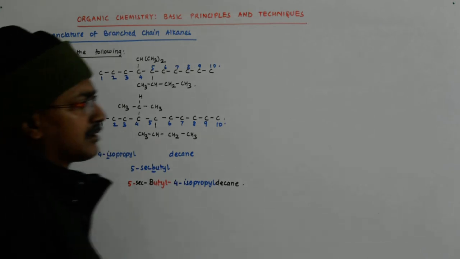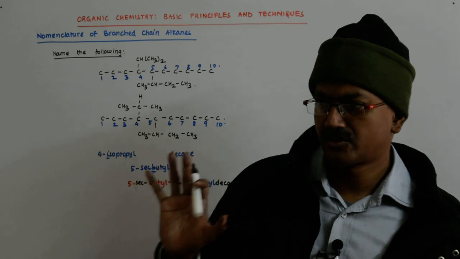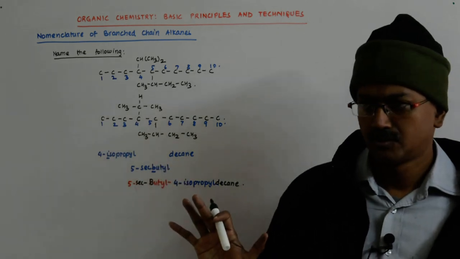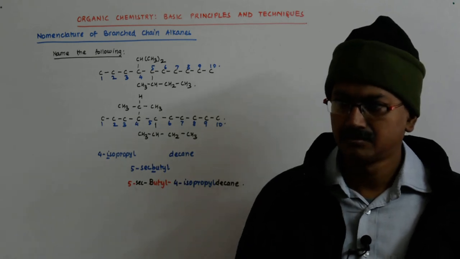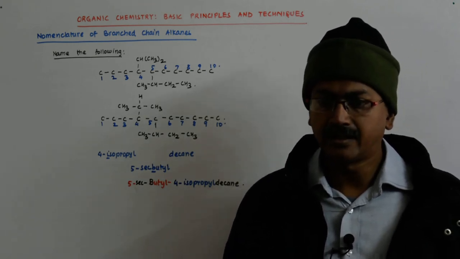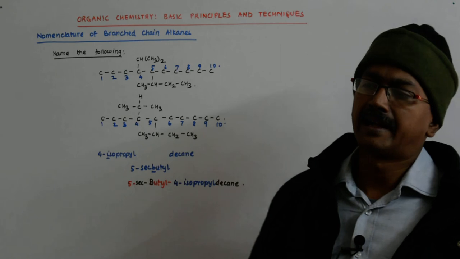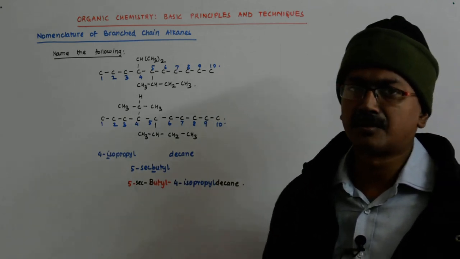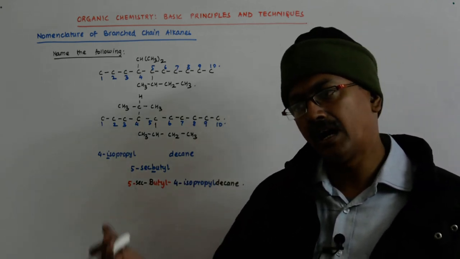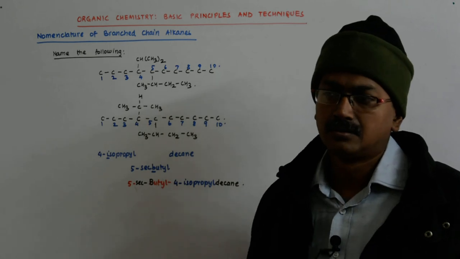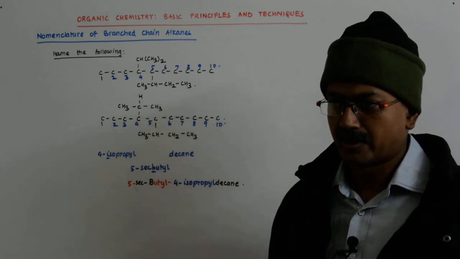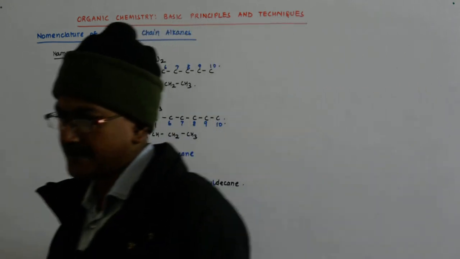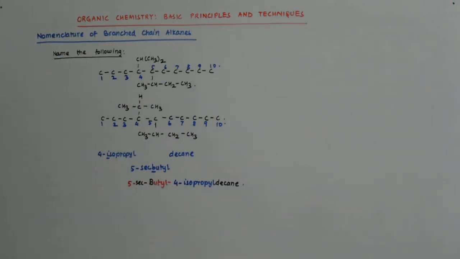But normally, those 5 which have been told to you, the iso and the others, they are written like that. If they are there, then you don't write them as a side chain. Not that it is something that is wrong, but they are inculcated as IUPAC names. Okay. Understand? We go to the next one.